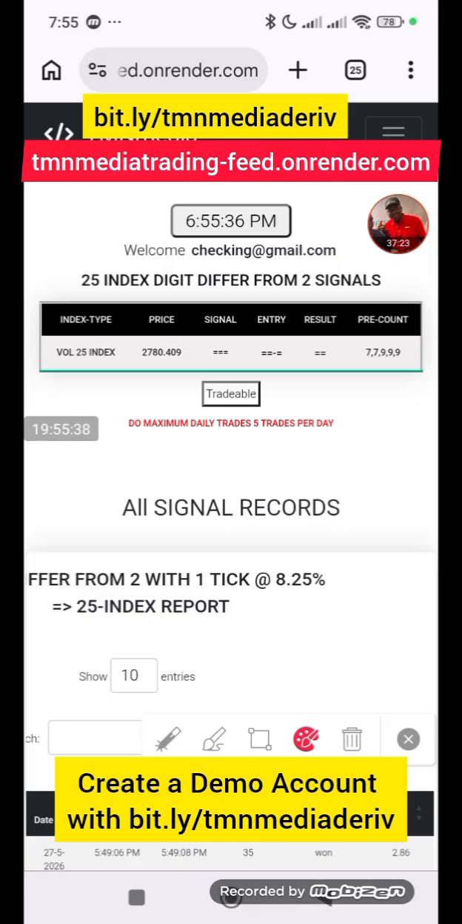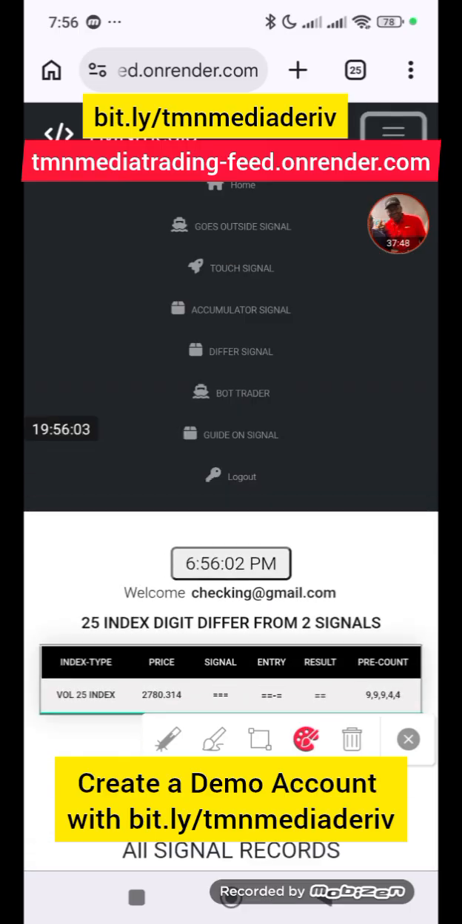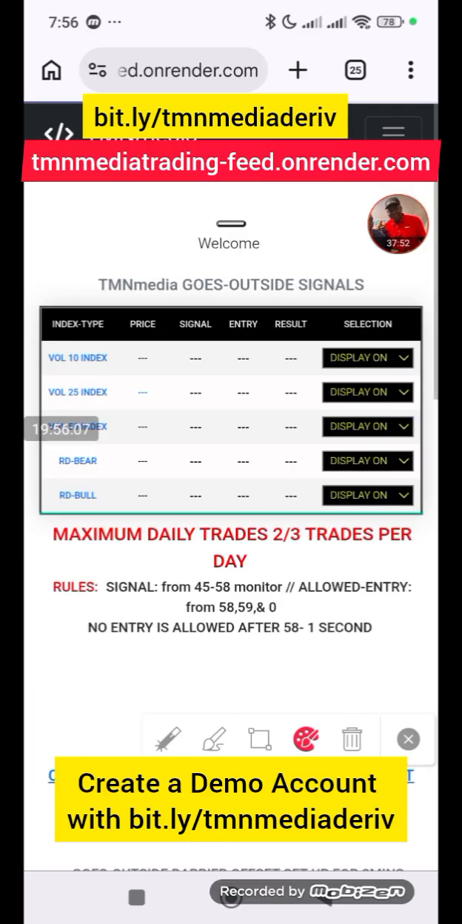Okay, we are using Differ from 2. So you get to see signal, entry, get ready, enter. Okay, that's how it works. You can see it had one signal, it was one. Now, that signal is not the one you are supposed to take. Once you have the one you are supposed to take, it's going to come up and show it. So these are signals I offer generally. These are signals I offer on my signal service.